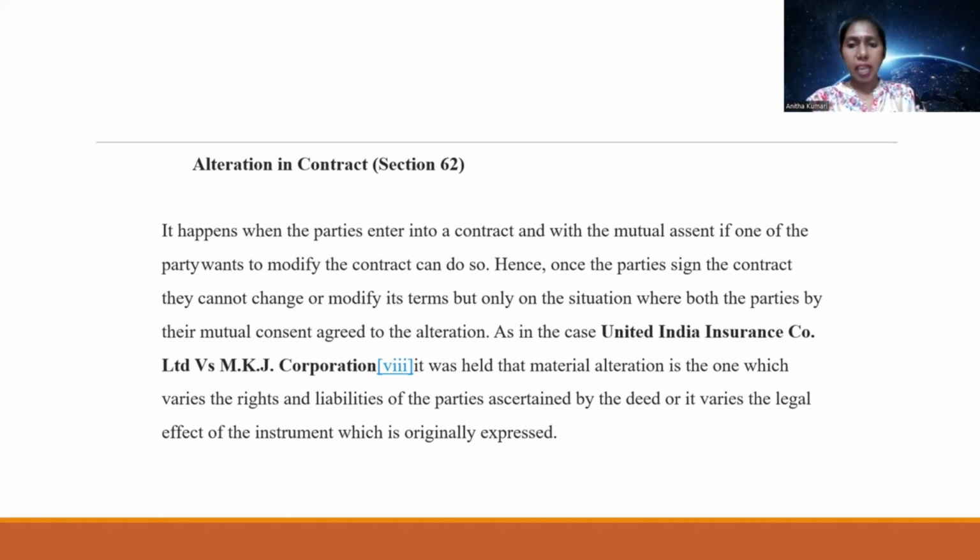So as in the case United Insurance Company Limited versus MKJ Corporation, it was held that a material alteration is one which varies the rights and liabilities of the parties ascertained by the deed. What is called a deed? We have seen in the Partnership Act, the partnership deed.